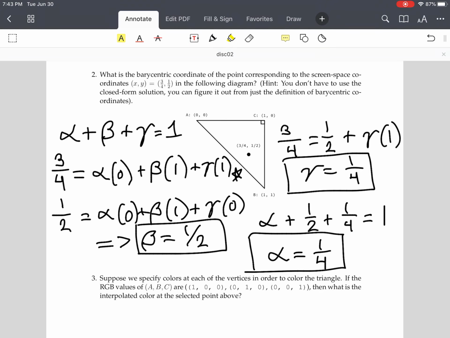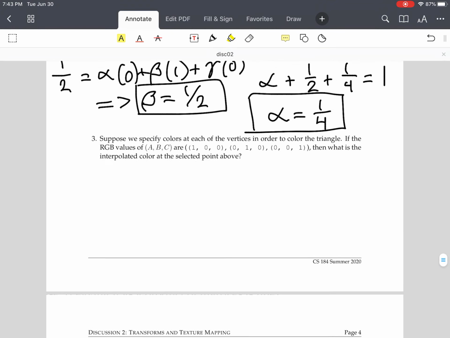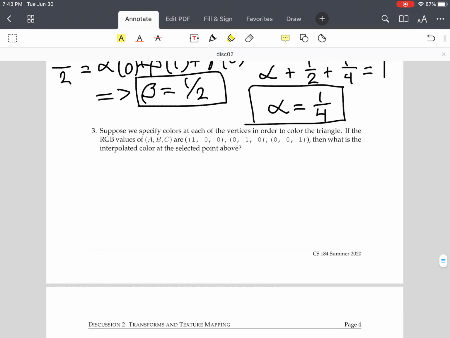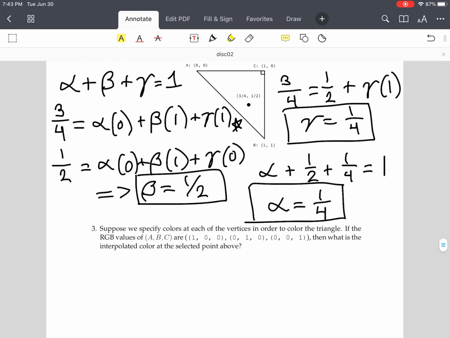So let's keep going. Now, suppose we specify the colors at each of the vertices in order to color the triangle. If the RGB values of A, B, C are 1, 0, 0, 0, 1, 0, and 0, 0, 1, then what is the interpolated color at the selected point above? Okay, so now we have the barycentric coordinates, so finding the color is not that difficult.